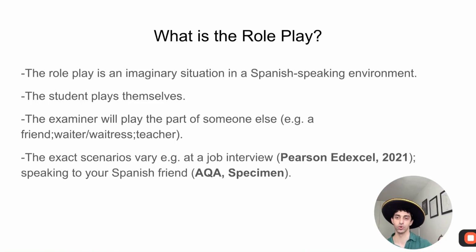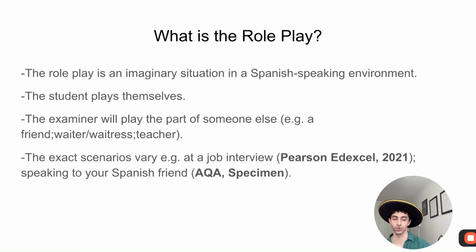The exact scenario also will vary. You could be, for example, at a job interview that came up in 2021 for Pearson Edexcel, or speaking to your Spanish friend, as was the case in the specimen paper for AQA. Although that last scenario, speaking to a friend from a Spanish-speaking country, is in fact very common, and you'll often see that in example role plays or past papers.